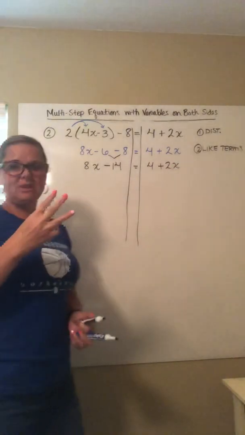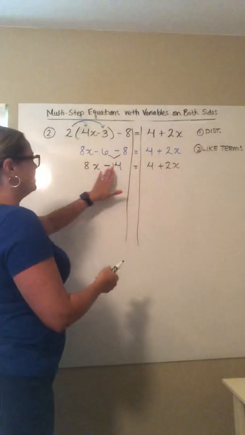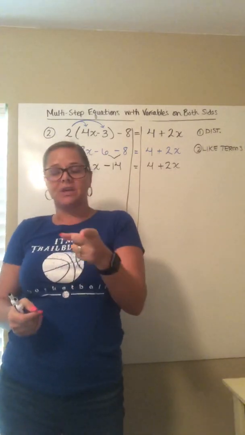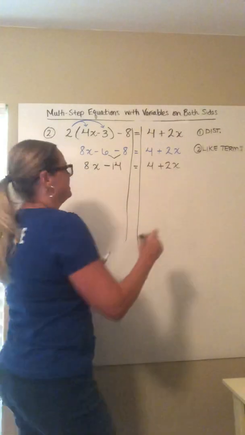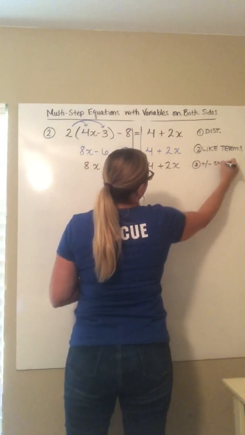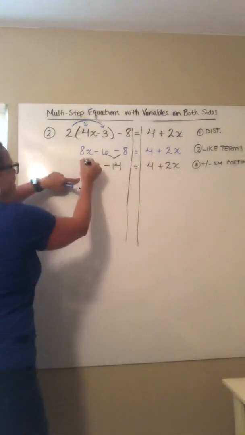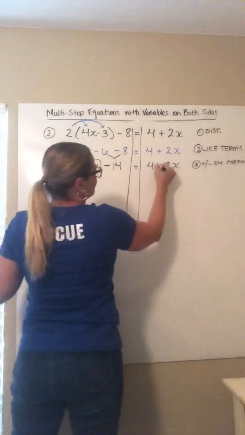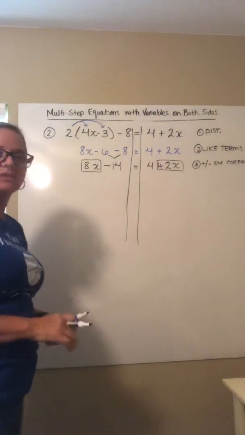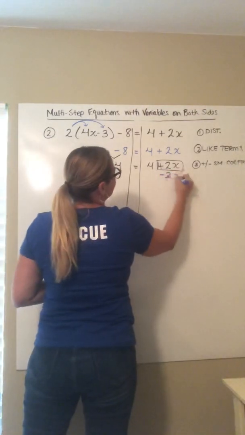Do you remember what my third step was? Once I'm down to just a variable and a constant on each side, this is when I look for the smallest coefficient. Okay, and I'm going to do the opposite of that on both sides. So step 3, add or subtract the smallest coefficient. So I have an 8x on the left, I have a positive 2x on the right, and positive 2 is smaller than positive 8. So I'm going to go ahead and subtract that from each side because that would be the opposite or the inverse.